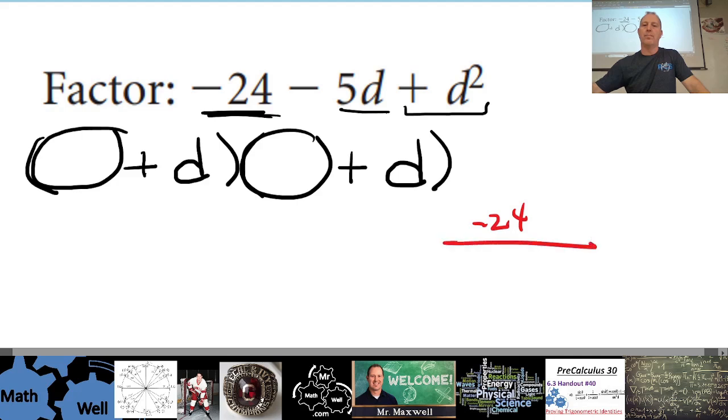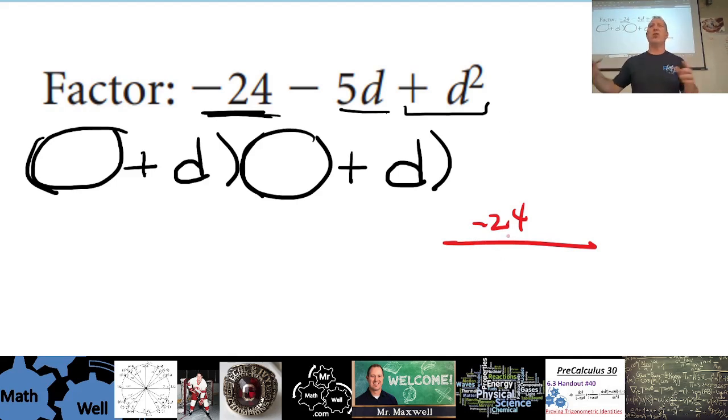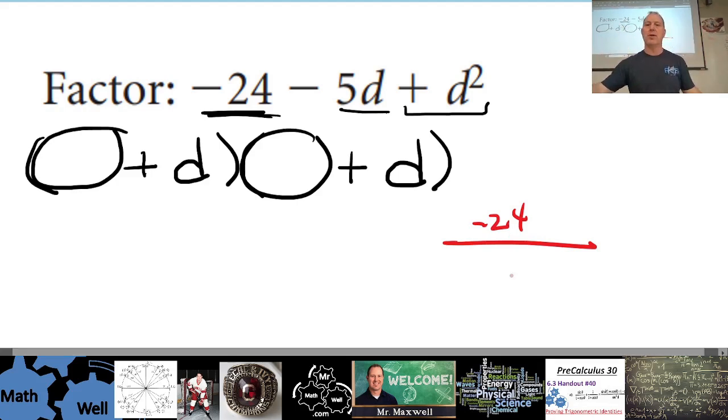Negative 24. And I have to get to a negative 5, so let's keep that in mind. Is there any way that this can happen? Let's see, negative 24, well, there's 2 and 12, which there's no combination that gets me to 5. There's 1 and 24, no combination gets me to 5 either. But 8 and 3.